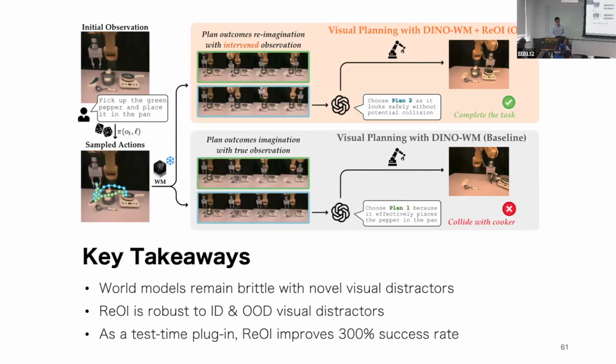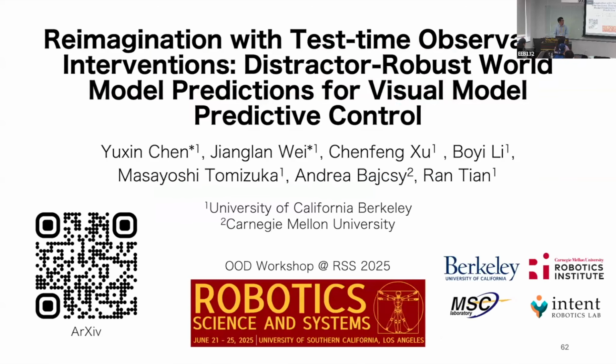Finally, here are some takeaways. Our initial exploration demonstrates, first, that the world model remains brittle with novel visual distractors. Second, our method is robust to both in-distribution and out-of-distribution distractors. And third, as a test-time plug-in method, we can improve the success rate by up to 300%. For more detail, please check our arXiv and come talk to us at the poster session. Thank you.